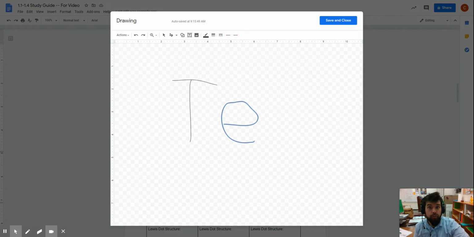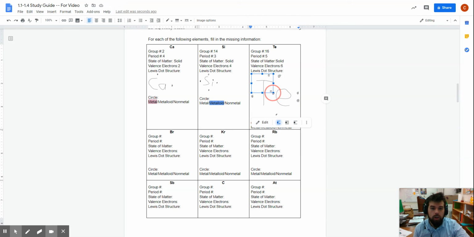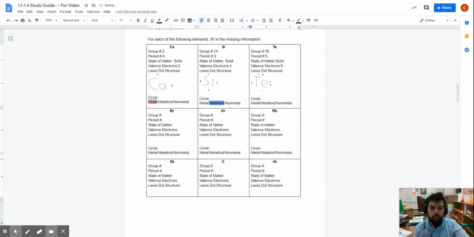All right. And then I start drawing my dots. So 1, 2, 3, 4. Now I can go around again. 5, 6. There we go. So if I have 6, I should have 2 paired up and then 2 little lone electrons right there. All right. And why 6 dots? Because I had 6 valence electrons. Those are the 6 outermost electrons in the atom. All right. Boom. So there's my Lewis dot structure.